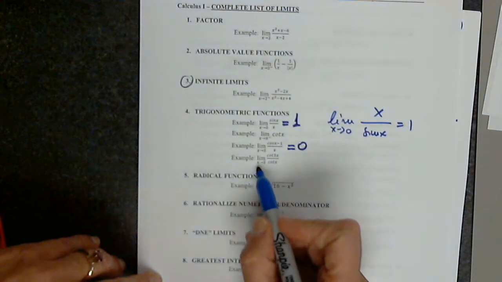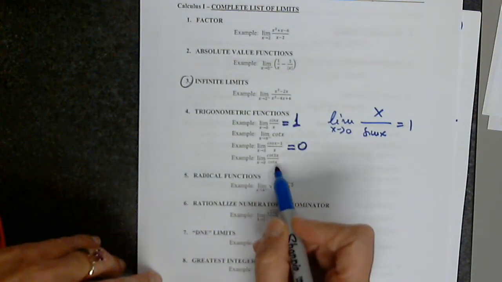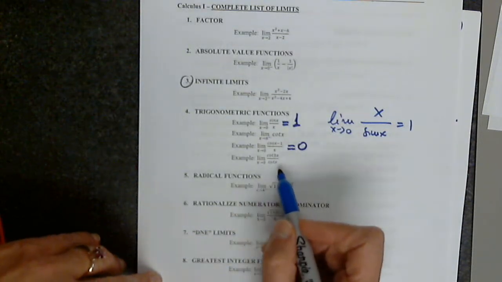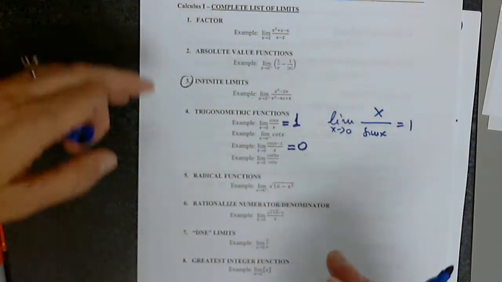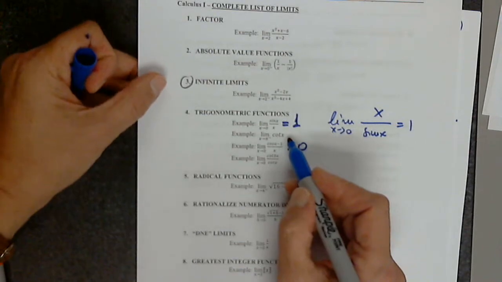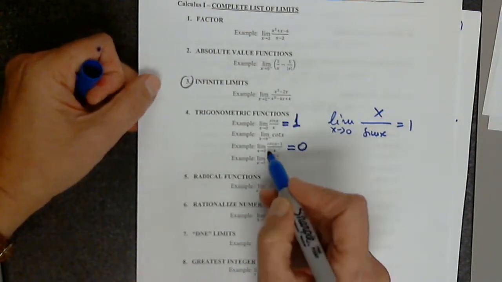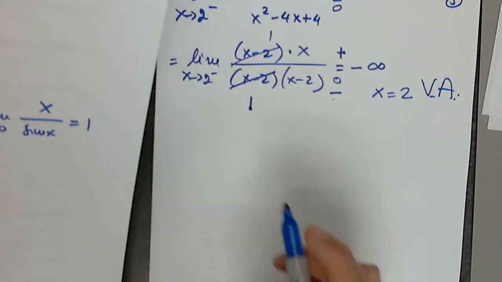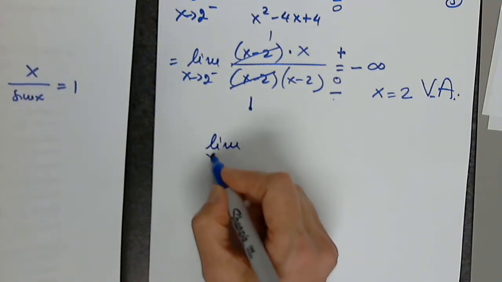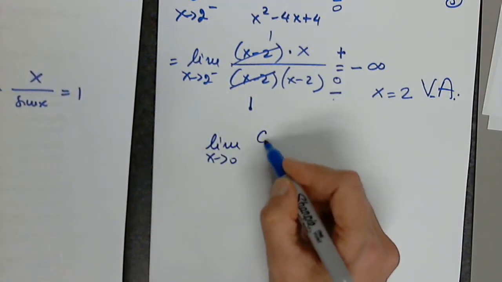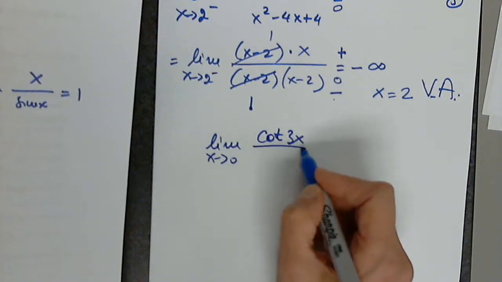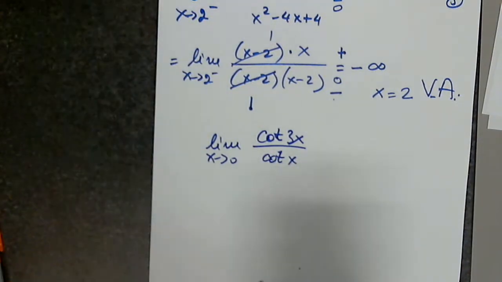Okay. Now, this cotangent 3x over cotangent x, we can try and get this limit. This one we did together in class. If you want, we can do it again. But I like to work on this problem. So this is limit as x approaches 0 of cotangent 3x divided by cotangent x.